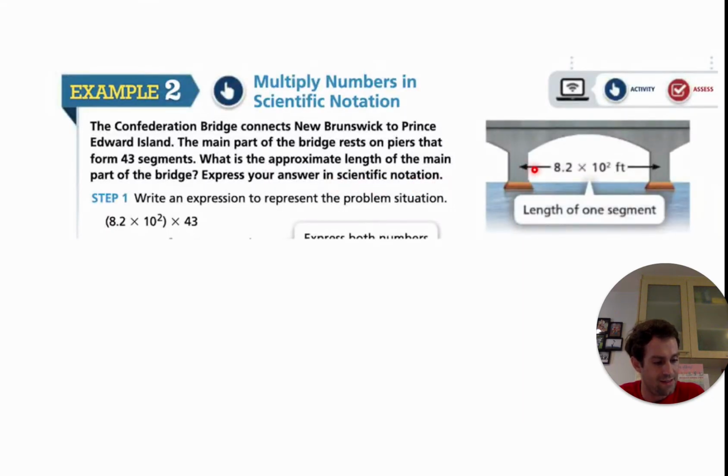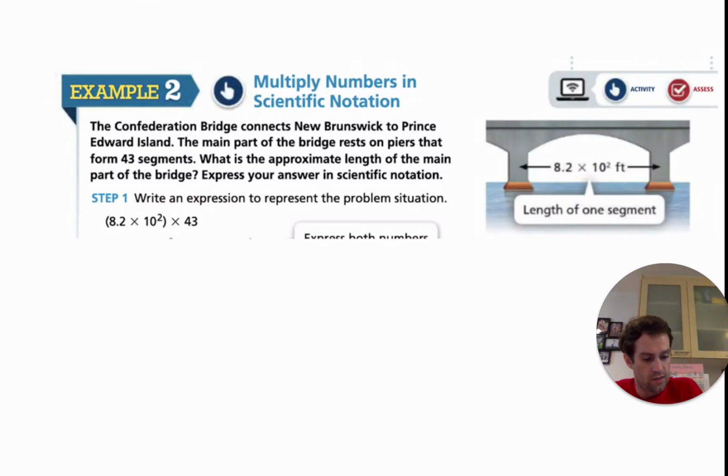So we know that the distance between each pier here for each segment is about 8.2 times 10 to the power of 2 feet. And there are 43 of these. So we can take that and multiply that times 43. Okay?